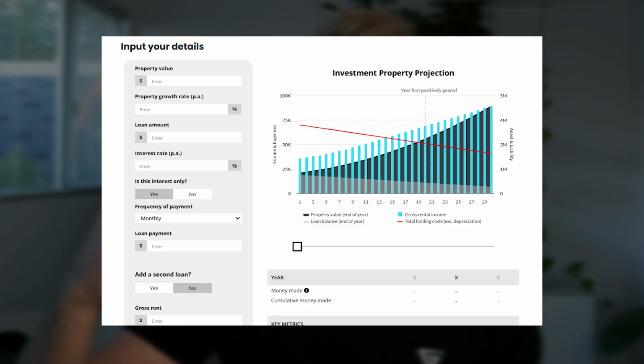I'm going to show you some of the key outputs and the really primary metrics that you need to be considering. So when you do go into your next investment property purchase, you do so with a really clear idea in your head.